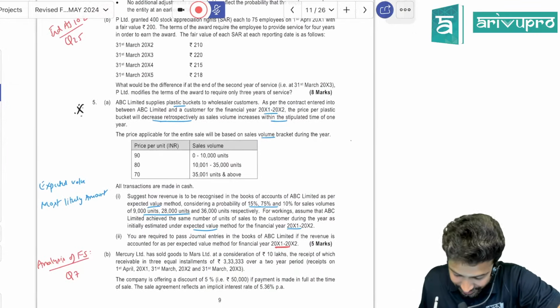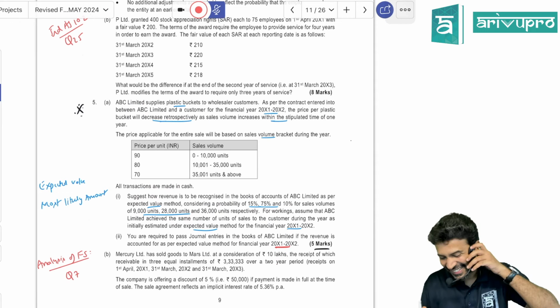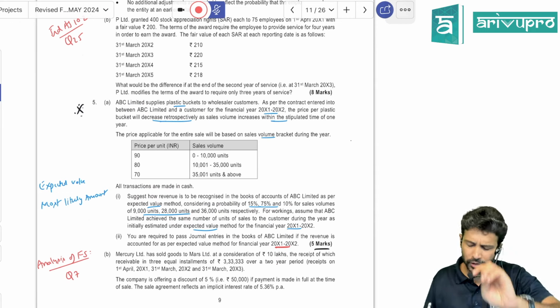So apparently this is a 5-marker question it seems. According to me, this should be a lot higher. Okay, but anyways, no problem. A good question in a way. So we'll run through this question.